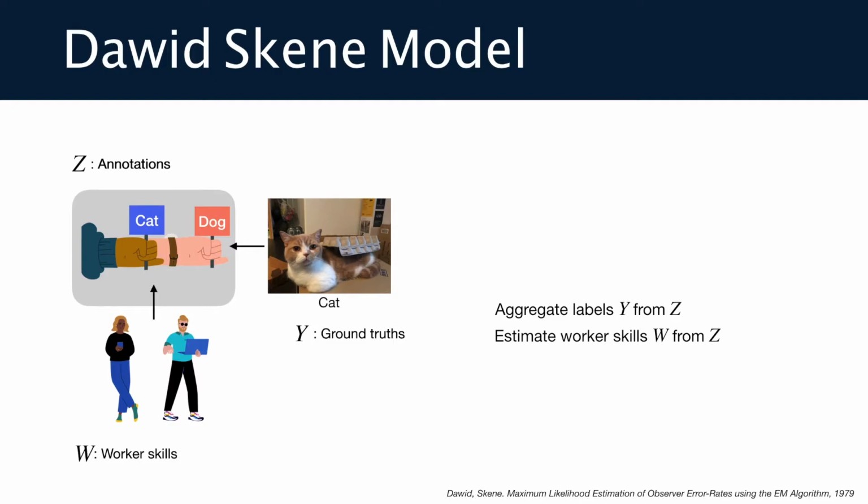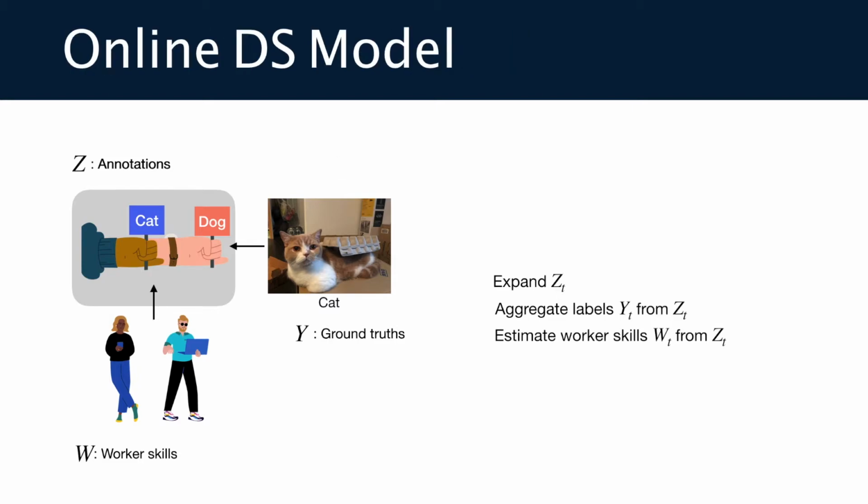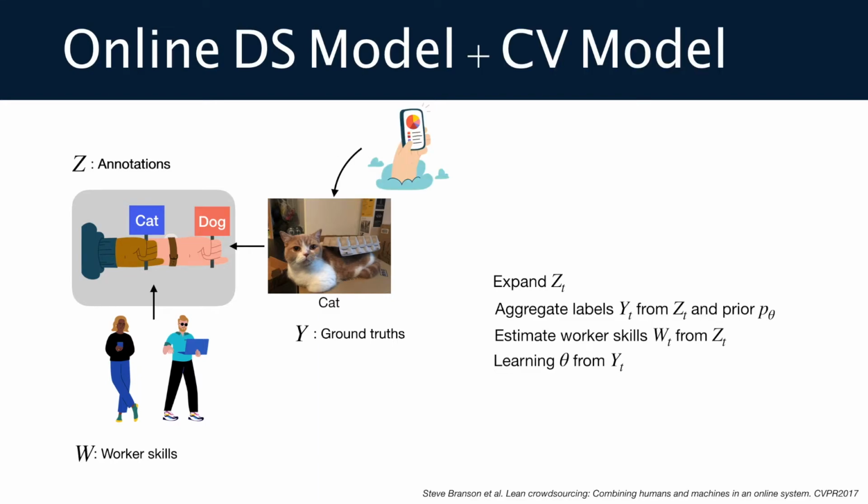Let's try to describe them more formally by using a graphical model. Given a set of workers W and images with ground truth Y, a pair of them gives us an annotation Z. We can only observe annotations and infer hidden worker skills and ground truths. This model is often called the Dawid-Skene model, or DS model. We can move the DS model into its online variant by expanding the annotation set Z through time. When the CV model is added, we treat the model prediction as the prior over ground truth. In the following, we adopt this framework and explore different design factors of it.